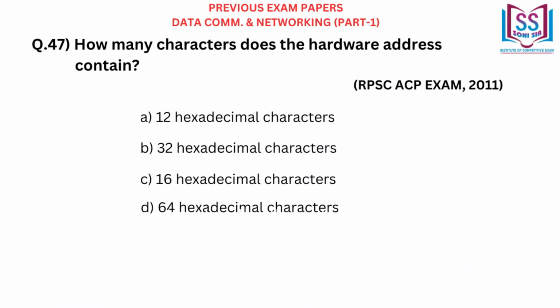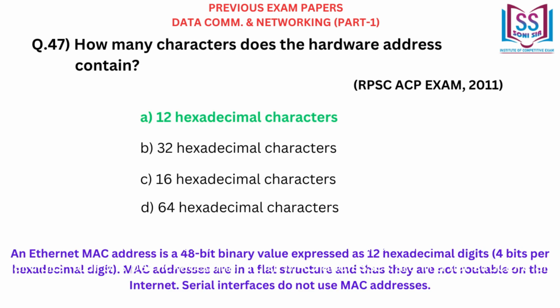How many characters does the hardware address contain? A. 12 hexadecimal characters. B. 32 hexadecimal characters. C. 16 hexadecimal characters. D. 64 hexadecimal characters. Correct answer A. 12 hexadecimal characters. An Ethernet MAC address is a 48-bit binary value expressed as 12 hexadecimal digits, 4 bits per hexadecimal digit. MAC addresses are in a flat structure and thus they are not routable on the Internet. Serial interfaces do not use MAC addresses.